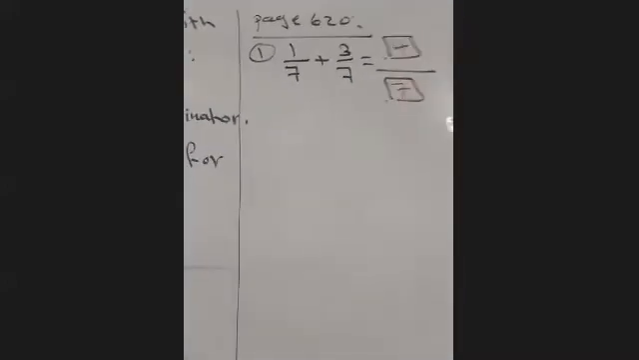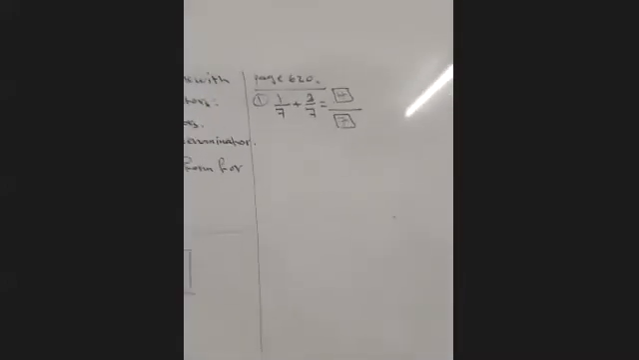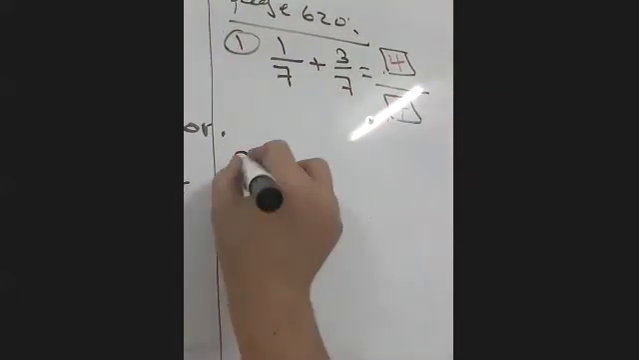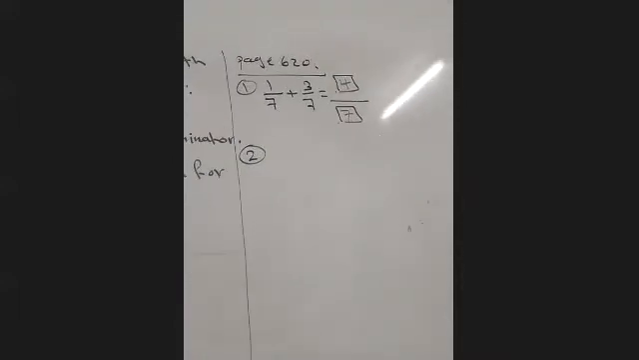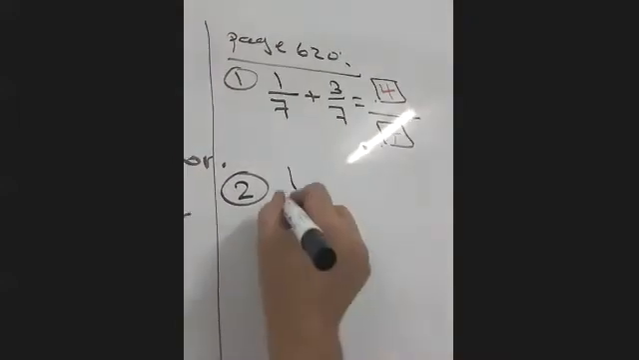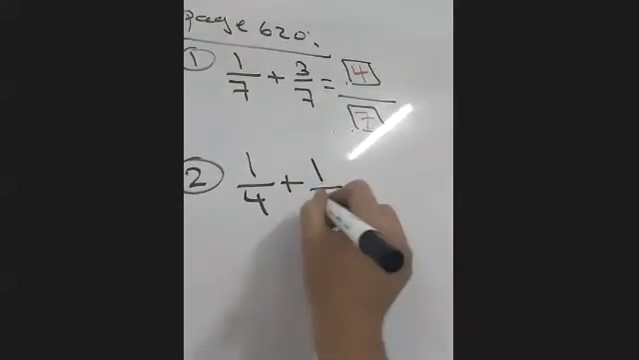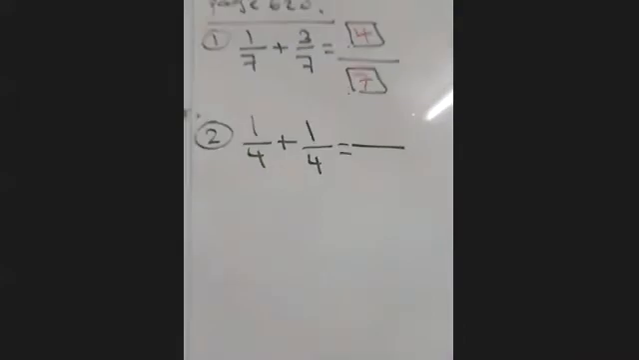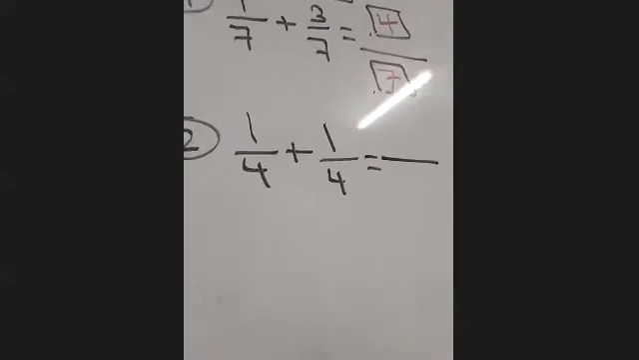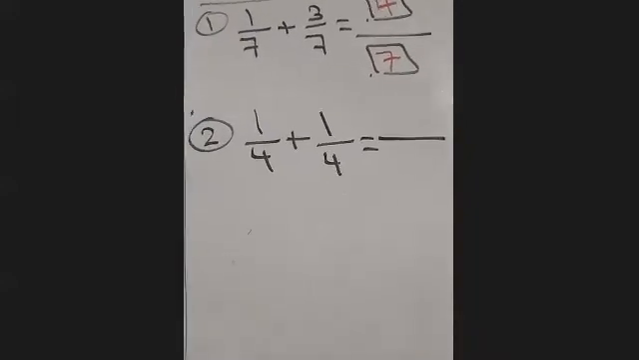Question 2. We have question 2. I'll start with Kinan. 1 over 4 plus 1 over 4 equals. 2 over 4, but we have to make it in simplest form. It will be 1. Wait a moment, I didn't hear you.